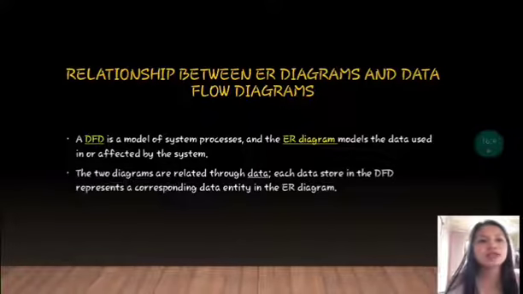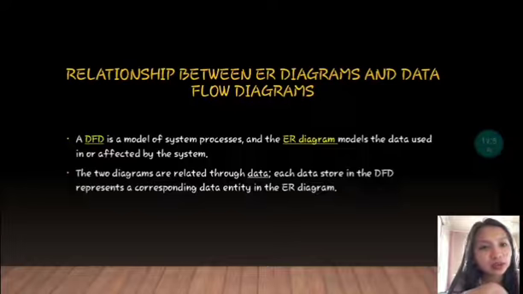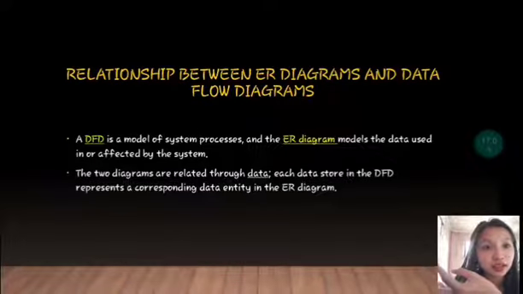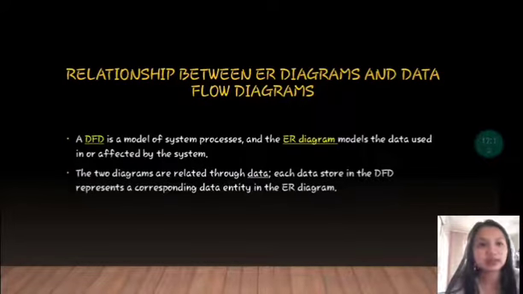So for each data store that is in the data flow diagram, the ER diagram will elaborate or model it. Whatever data is stored there, the ER diagram is modeled based on the data in the data flow. That is why their relationship is through data.